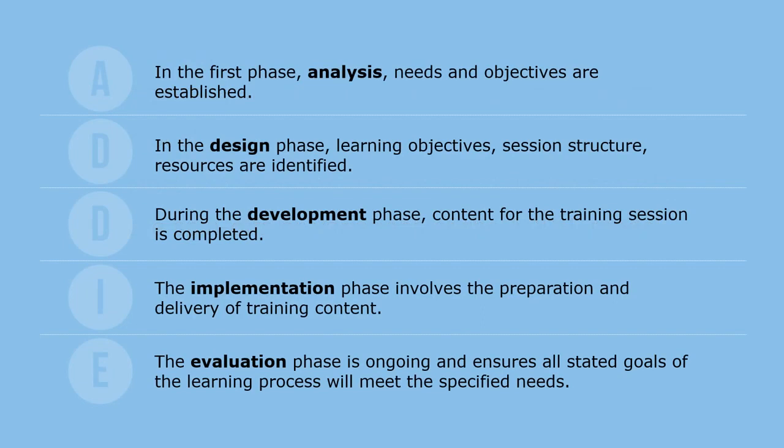The ADDIE model is a framework that trainers use to develop great training courses. In the first phase, analysis, needs, and objectives are established. In the design phase, learning objectives, session structure, and resources are identified. During the development phase, content for the training session is completed. The implementation phase involves the preparation and delivery of training content. And finally, the evaluation phase is ongoing and ensures all stated goals of the learning process will meet the specified needs.